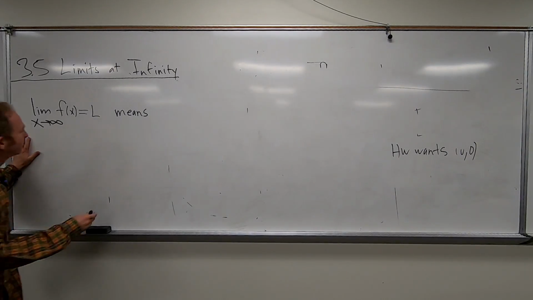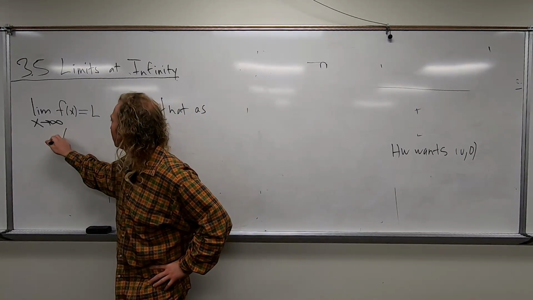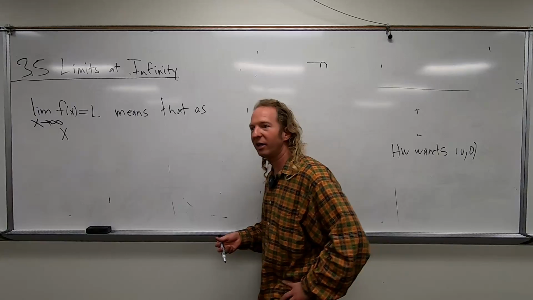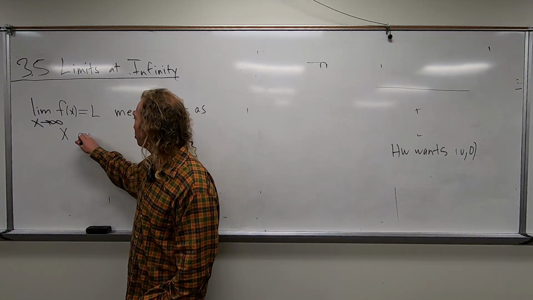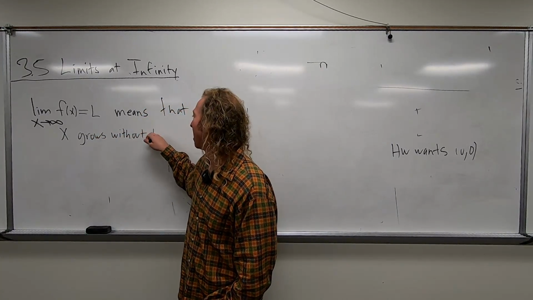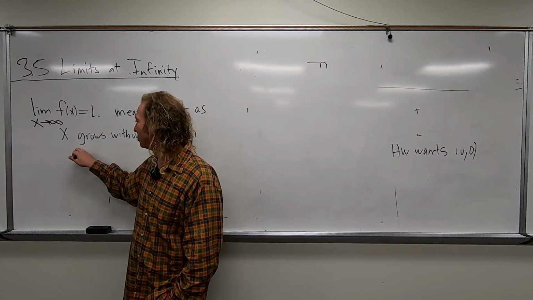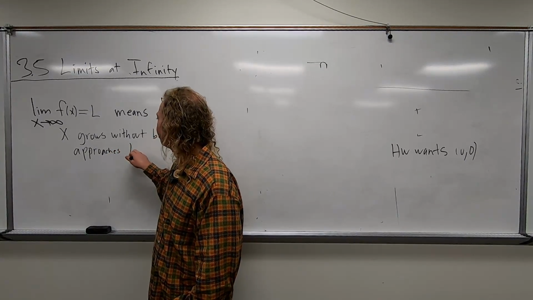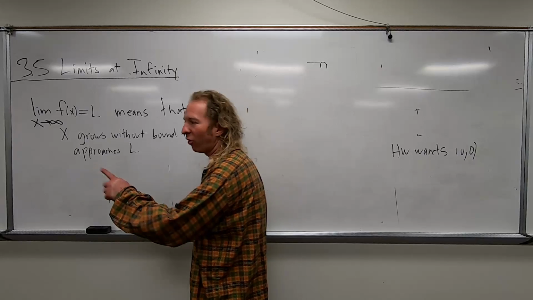So it means that as x gets big, gets really big, the right way to say it is grows without bound. As x grows without bound, in other words, it gets big, f of x approaches L. In this case, it's like what Ethan said, we have a horizontal asymptote.